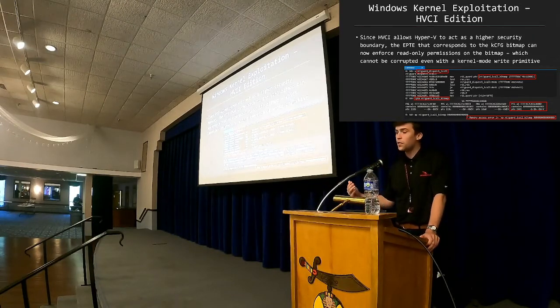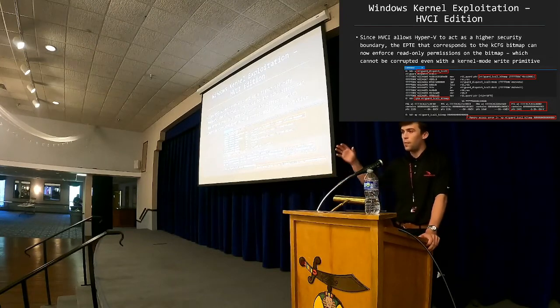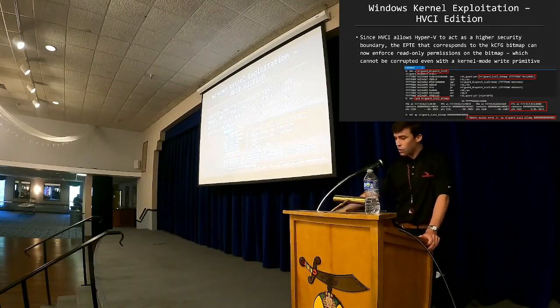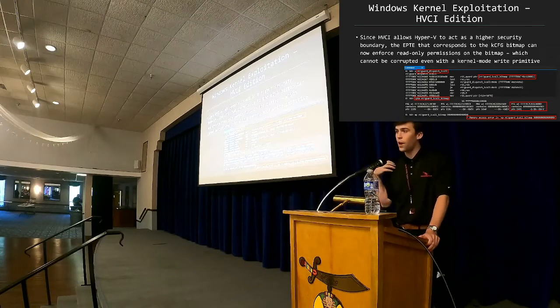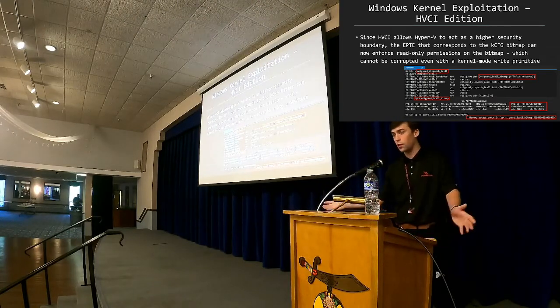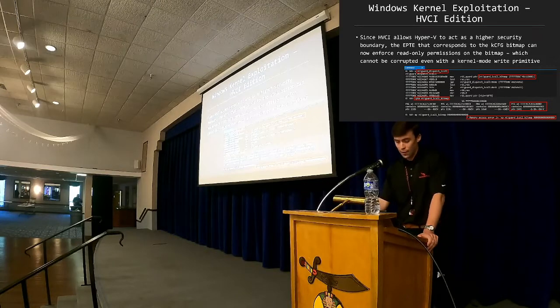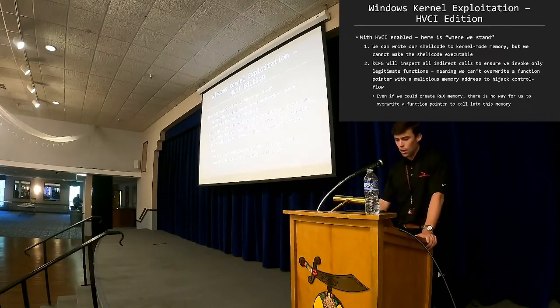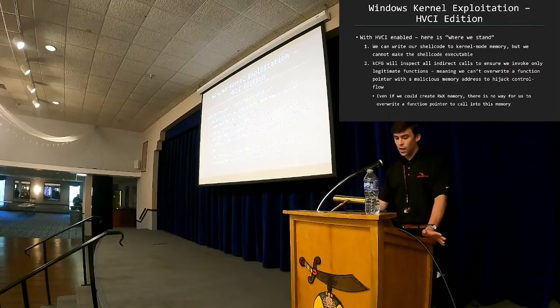That is HVCI saying, hey, the extended page table that maps to the bitmap is read-only. Even though in the kernel you've said it's writable, the hypervisor views it as read-only, so we block the write operation essentially. And that's how we protect kernel control flow guard in the kernel. So with HVCI enabled, in totality, here's where we stand.